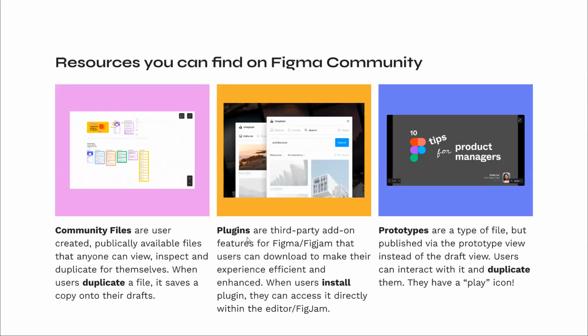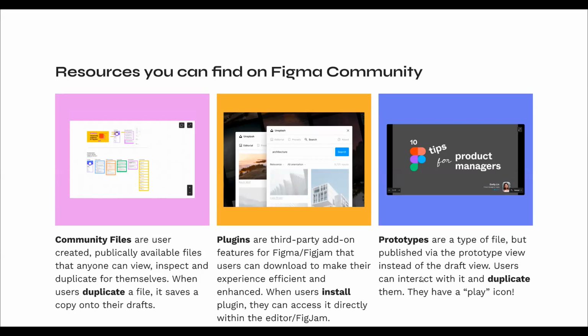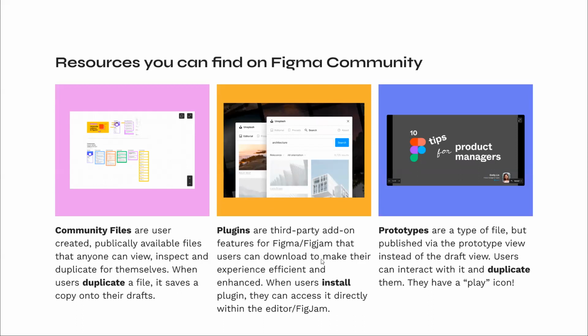Right, so resources you can find on Figma Community. Community files are user created, publicly available files that anyone can view, inspect, and duplicate for themselves. So when users duplicate a file, it saves a copy onto their drafts. And plugins are third-party add-on features for Figma and FigJam that users can download to make their experience efficient and enhanced. And when users install a plugin, they can access it directly within the editor and FigJam. So prototypes are a type of file, but published via the prototype view instead of the draft view. And users can interact with it and duplicate them, and they have a play icon.